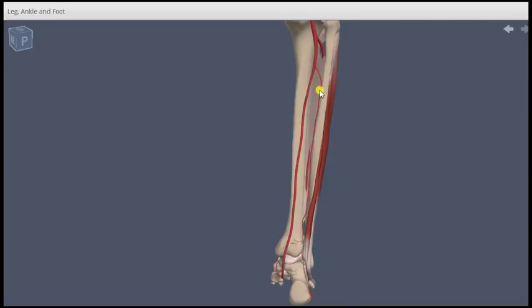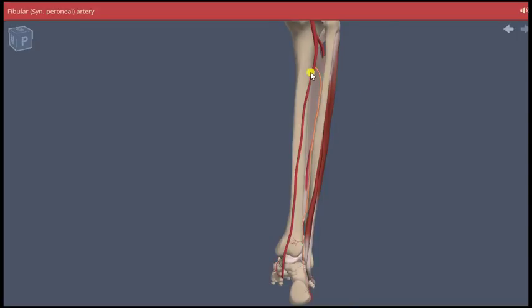The blood supply of the lateral compartment is from the fibular artery. This artery is a branch from the posterior tibial artery. It stays in the posterior compartment and it sends perforating branches to supply the lateral compartment of the leg.